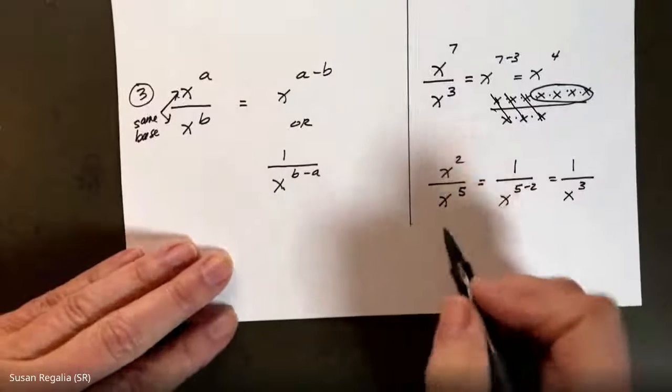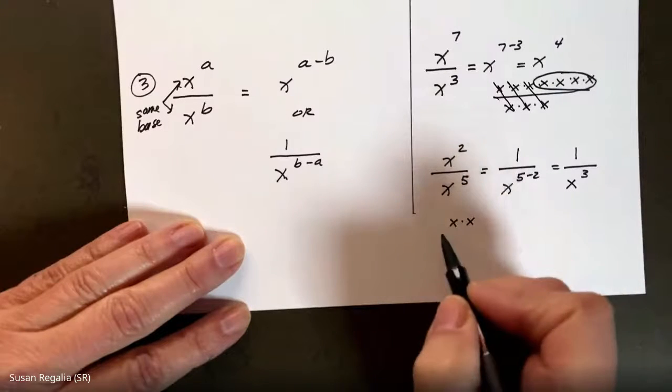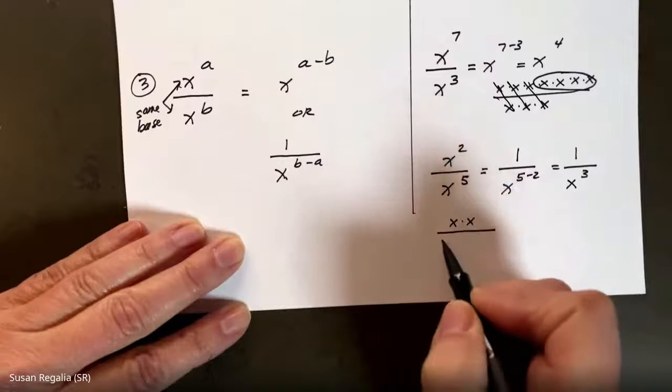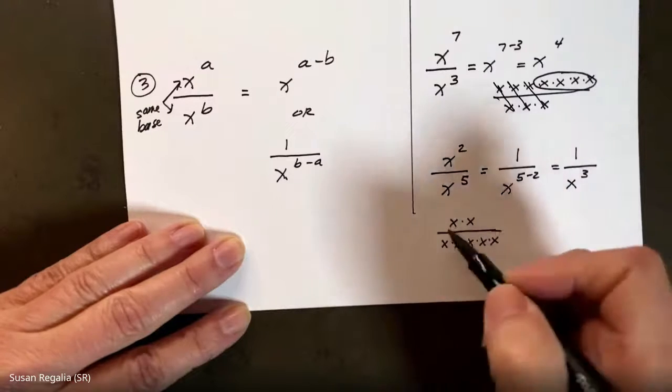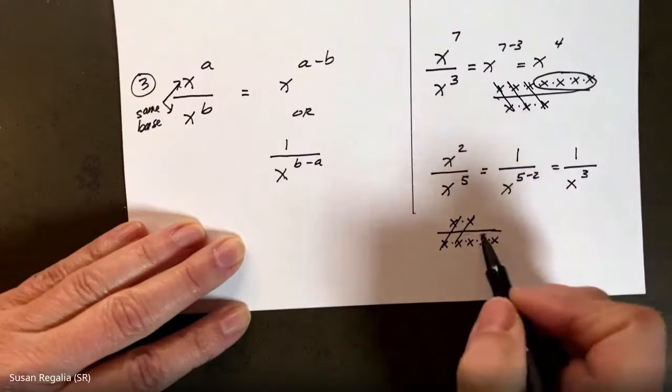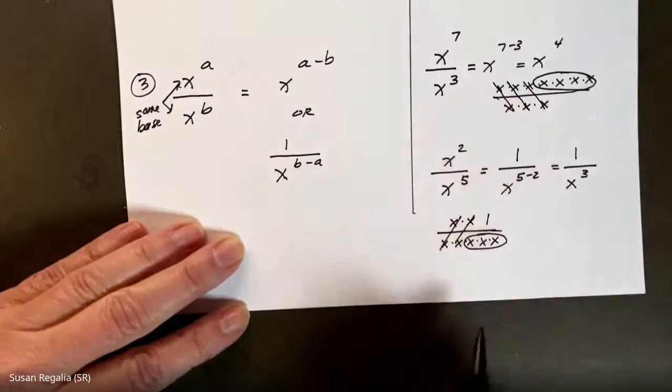And again, if we think about what that looks like when we expand it, x squared in the numerator is 2 little x's multiplied together. X to the 5th in the denominator is 5 of them. If we cancel those ones, we're left with x to the 3rd in the denominator, and we have just an invisible 1 in the numerator.